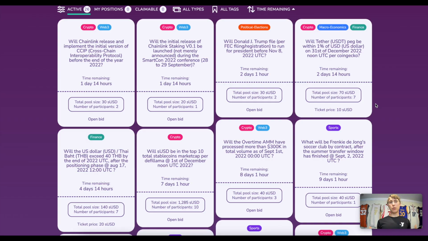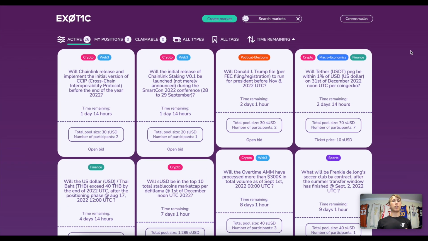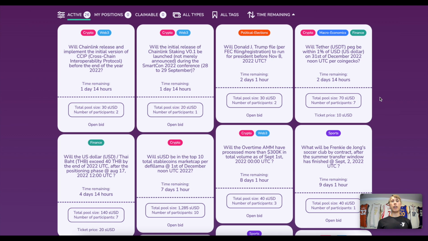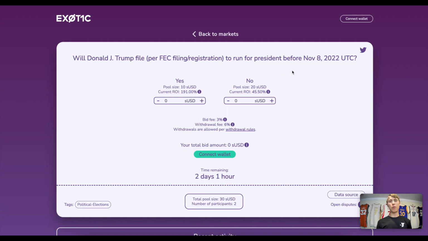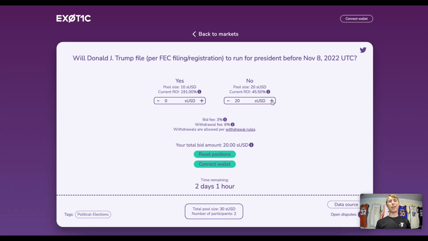Now, if you aren't a sports fan or a trader, there is a random prediction market built on Thales. You can use your SUSD on exotic markets. Exotic markets allows anyone to create their own marketplace and say, hey, this will happen or this won't happen. And you can make bids on the different outcomes. Will Donald Trump run for president before November 8th, 2022? And if you want to make your prediction and say, nah, I don't think so, you can wager up and say, hey, I want to bid in 30 SUSD against this.